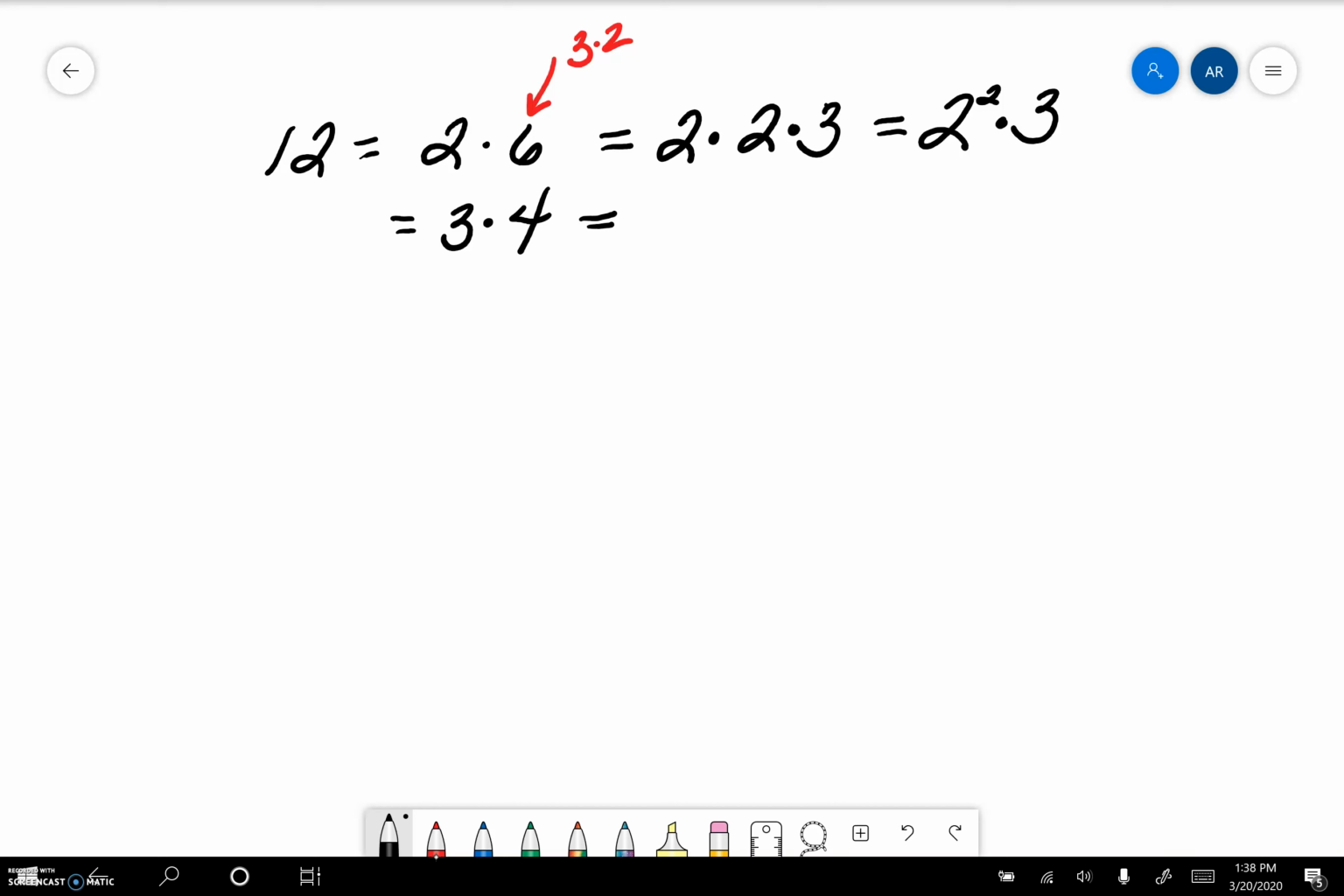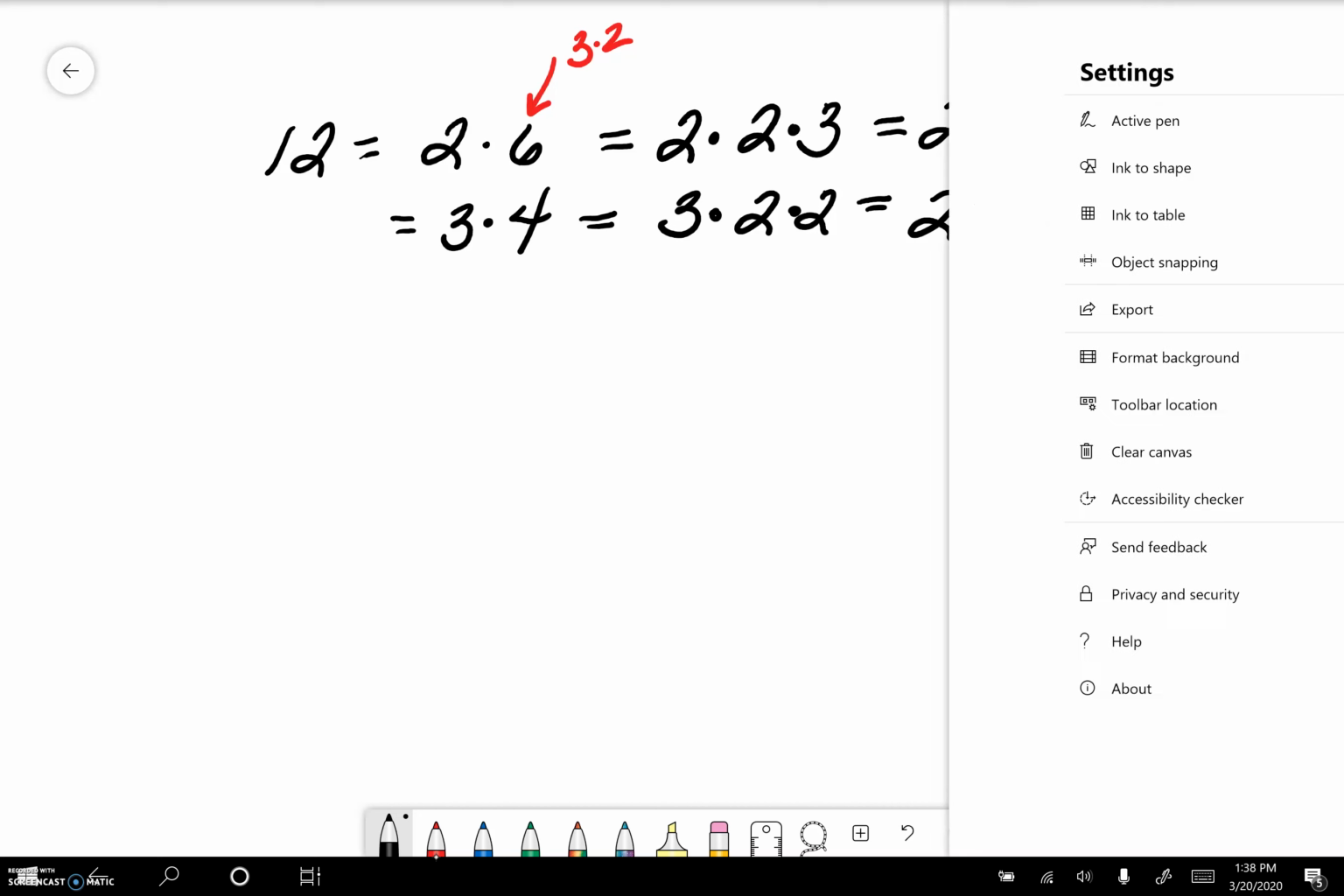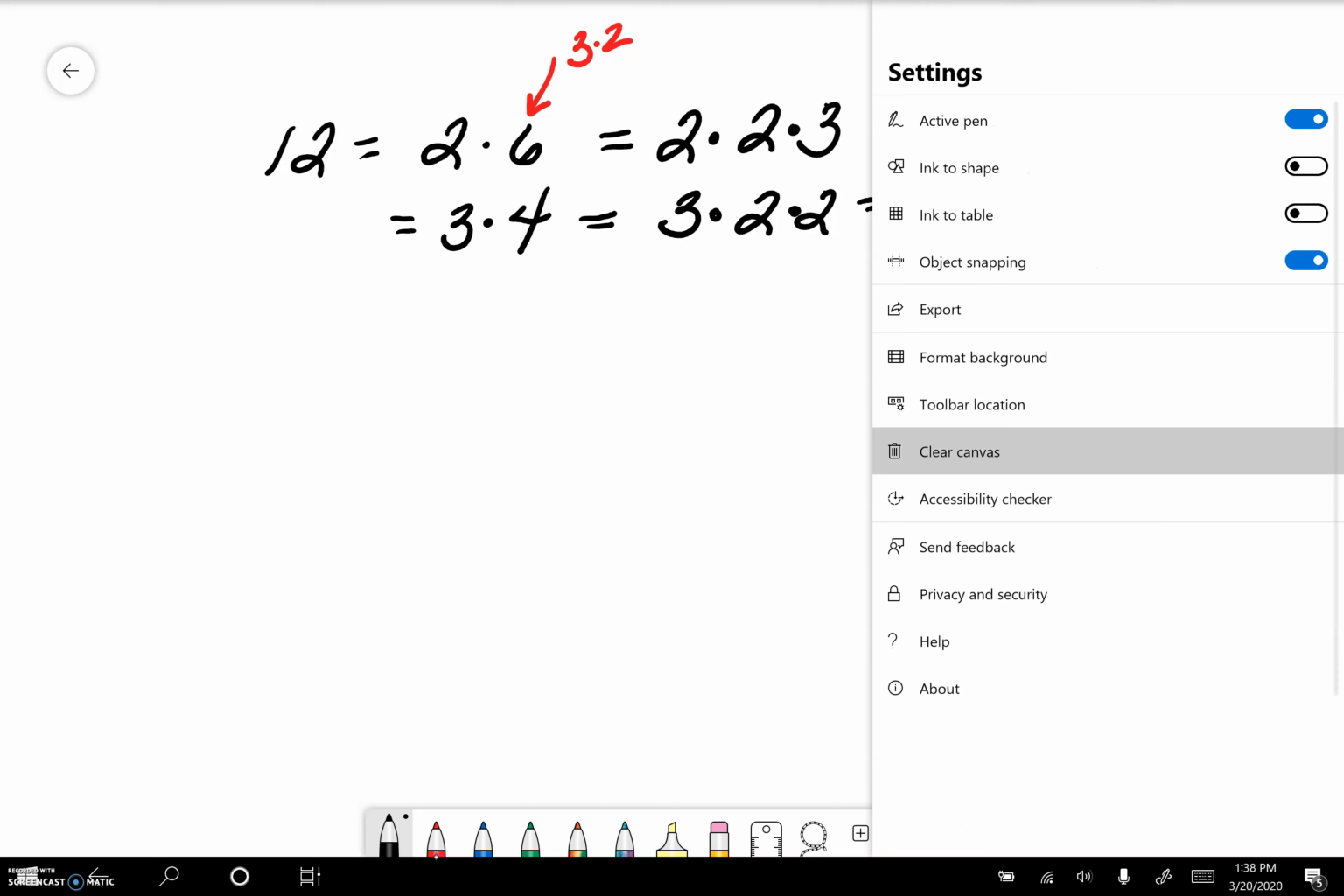Same thing with the 3 times 4. 3 times, and we know that 2 times 2 equals 4. And then if we're going to gather our numbers in our final notation, if you were to plug that into the calculator, you would get the answer 12. So that is your prime factors. Okay, let's move on to the next problem.